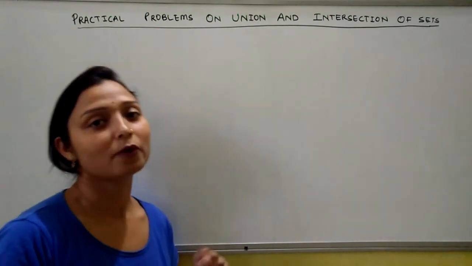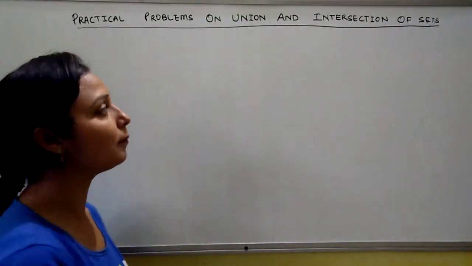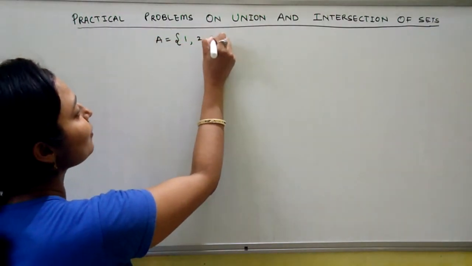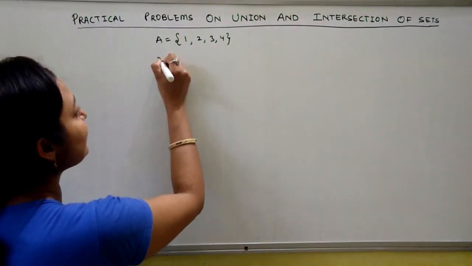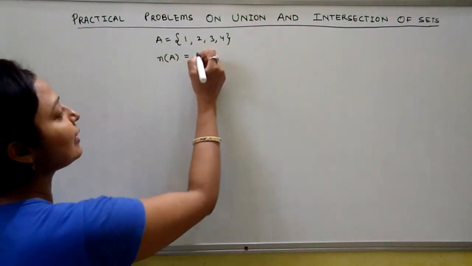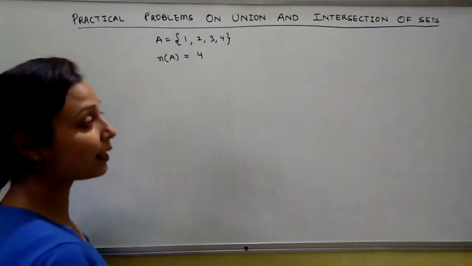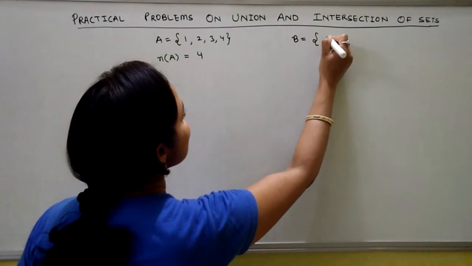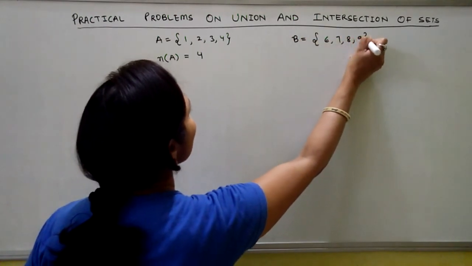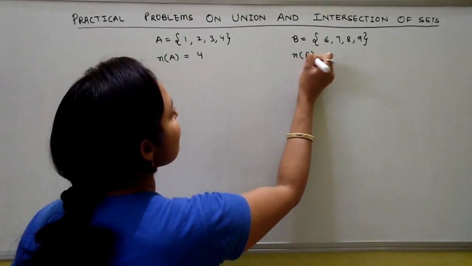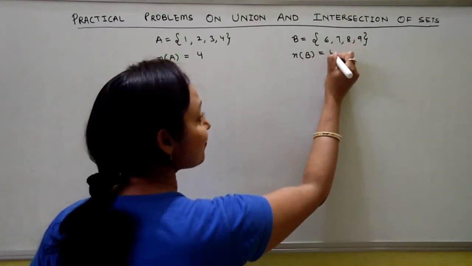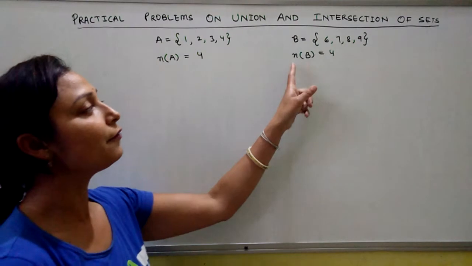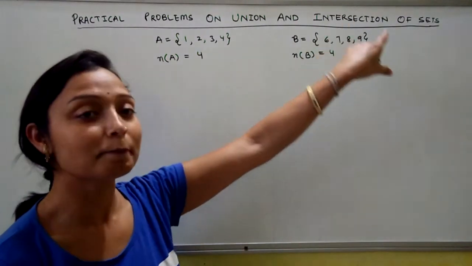We will talk about the numbers in this practical problem, in which if a set has a number of elements 1, 2, 3, 4, we have to write it as the number of elements present in A, that is 4. Okay. Let us suppose we have another set that is 6, 7, 8, 9. We only take the numbers 1, 2, 3, 4. That is 4. So n of A means number of elements present in A, n of B means number of elements present in B. Okay.